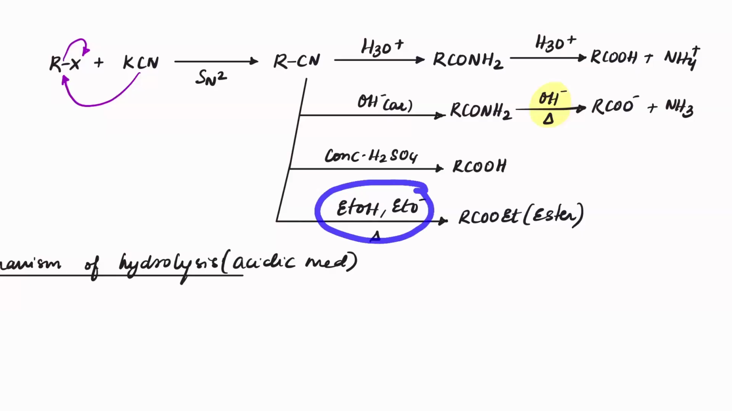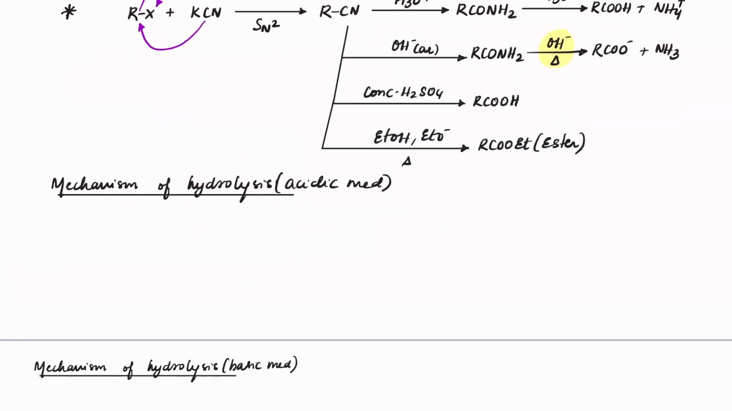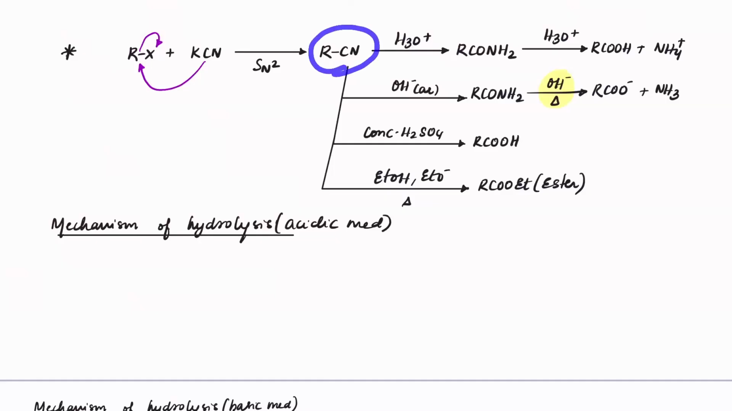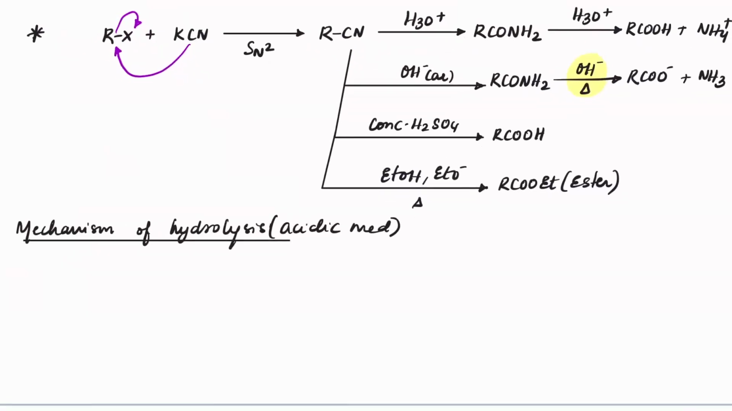In case at all we are using ethanol instead of water, we will end up getting esters. Okay. This part of the mechanism is there in your syllabus. So let's see how the cyanide gets hydrolyzed.